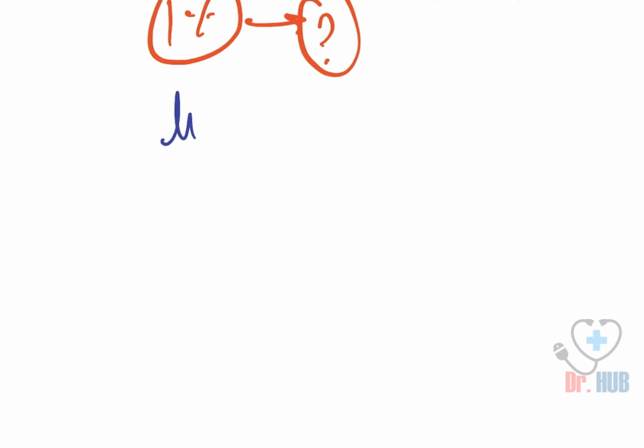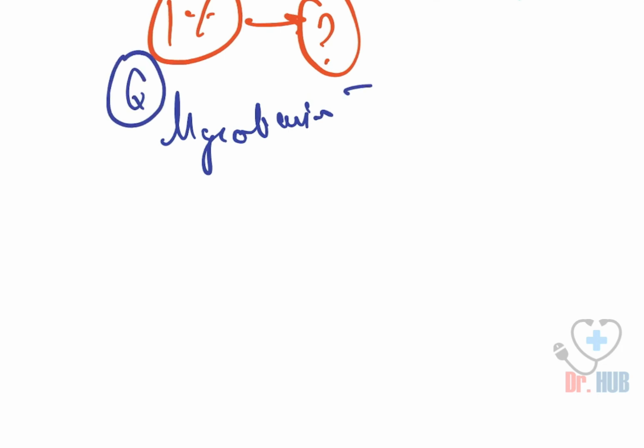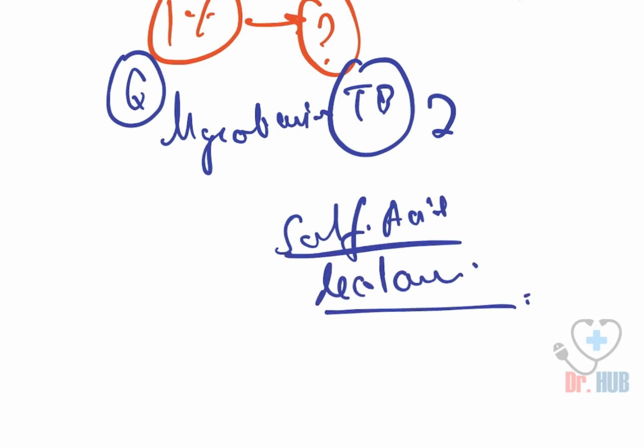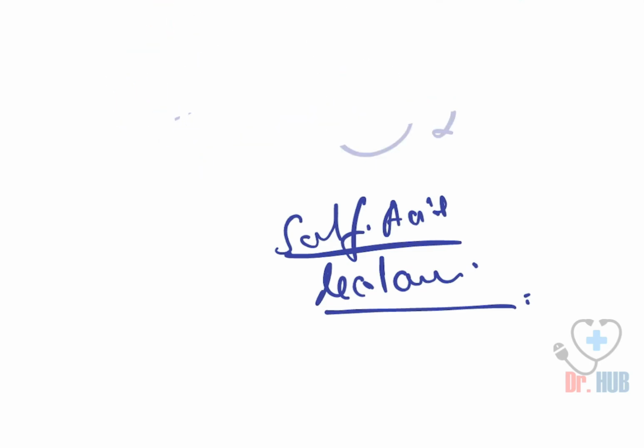Next is in case of the Mycobacterium tuberculosis. So Mycobacterium tuberculosis, what is the amount of sulfuric acid required for the decolorization? So we'll answer these questions and a lot more in this video.